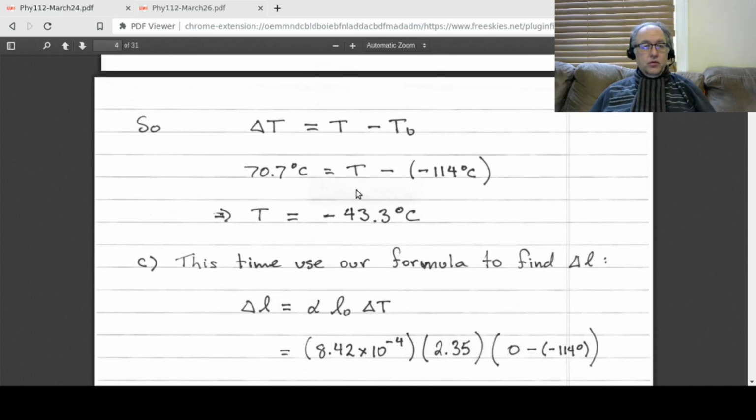Well, you could just use the formula directly for it. Delta T is your actual temperature minus T naught. The delta T we found to be 70.7. That's equal to the temperature that you want to find minus the -114. And so you work that through, and it turns out that the temperature in that particular region is -43.3 degrees Celsius. Okay, so just be careful about that, because the formula works in delta L's and delta T's.